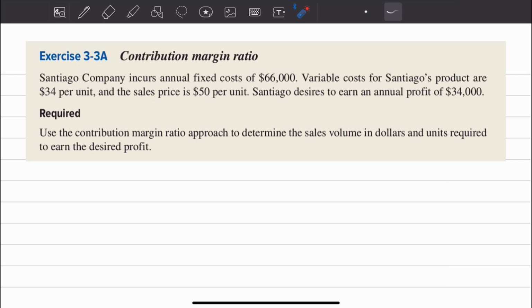Let's read the exercise together. It says, Santiago Company incurs annual fixed costs of $66,000. Variable costs of Santiago's products are $34 per unit, and the sales price is $50 per unit. Santiago desires to earn an annual profit of $34,000. What is required? Use the contribution margin ratio approach to determine the sales volume in dollars and units required to earn the desired profit, which is $34,000.